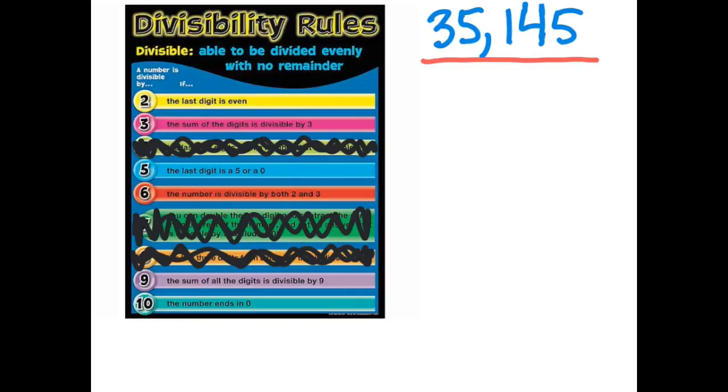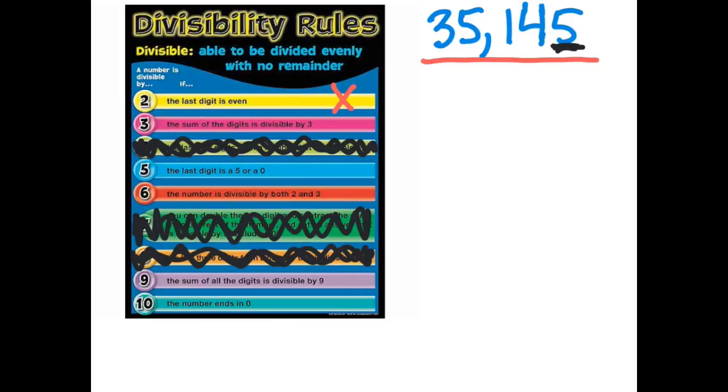A number is divisible by 2 if the last digit is even. Well, is the last digit here even? It's not. It's a 5. It's an odd number. So 35,145 is not divisible by 2.